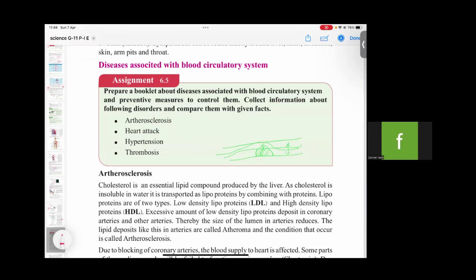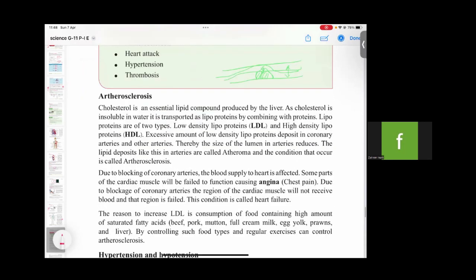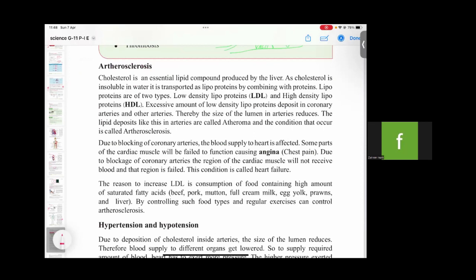Now we come to the diseases associated with the blood circulatory system. Mainly we have atherosclerosis, heart attack, hypertension, and thrombosis. First, we have atherosclerosis. Some people eat so much lipid and have a high cholesterol level in their blood.